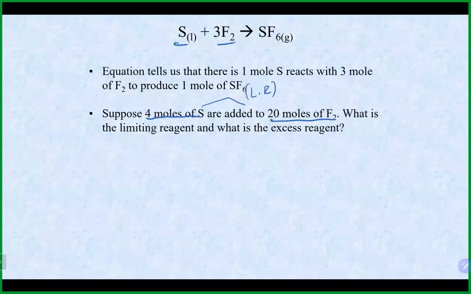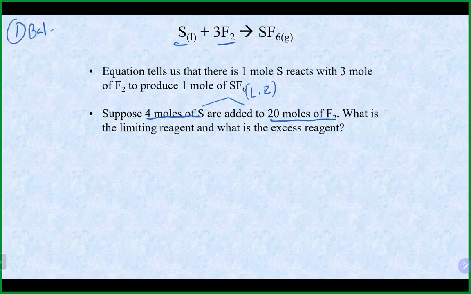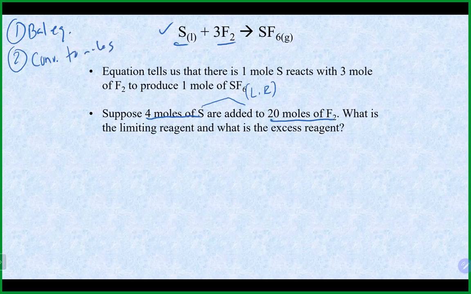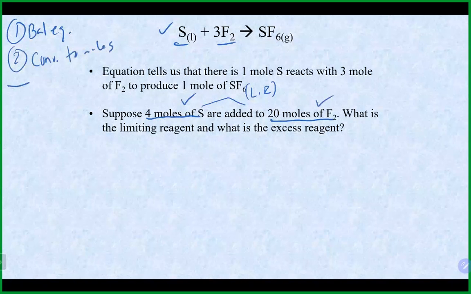Because I have the moles of each one, I know this is a limiting reagent type problem. So we're just going to follow the same steps. We're going to balance the equation, which is done already. We're going to convert to moles, which is done already, so we don't have to do that part. And again, if we did, you use the molar mass like we did before. So now we're at the part where we recognize that it's a limiting reagent problem. We need to determine which one's the limiting reagent.